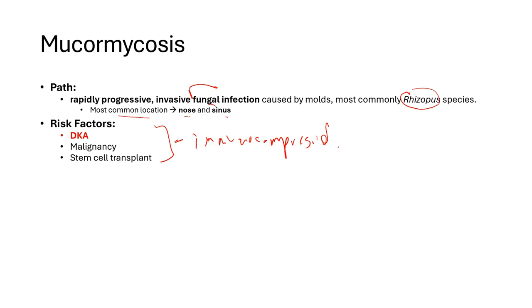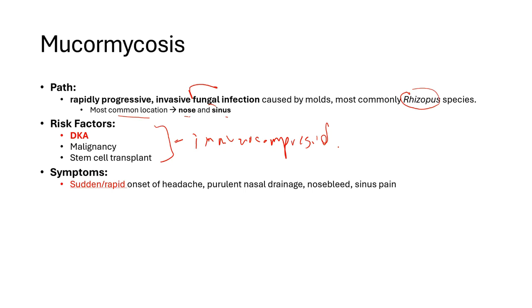Now the symptoms: I know it most commonly affects the nose or the sinus, and it's rapidly progressive. So you're going to have sudden onset of nose and sinus issues, such as sinus pain, bleeding, discharge, headache, stuff along those lines. The big takeaway point is that this patient is typically going to be treated for DKA. Maybe that resolves, and then all of a sudden, the next day they develop sudden onset headache with nosebleed, maybe even hemorrhage, and icky stuff coming from their nose. That's telling you this is mucormycosis.